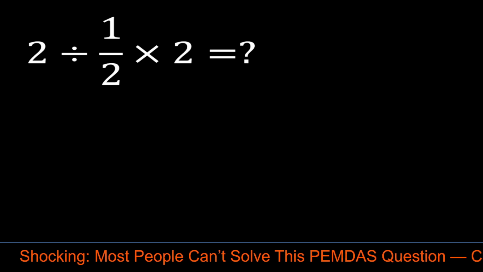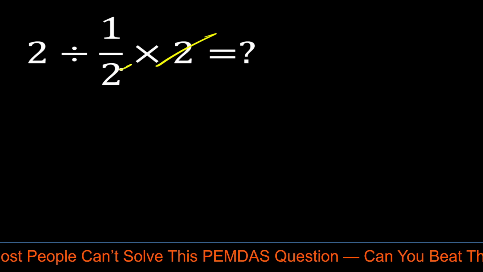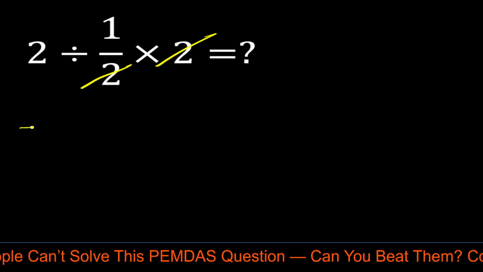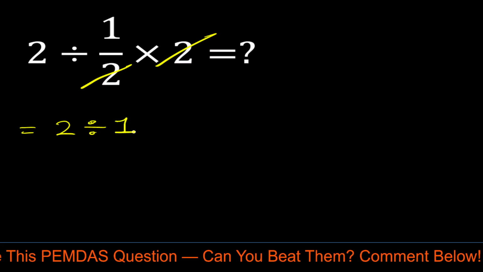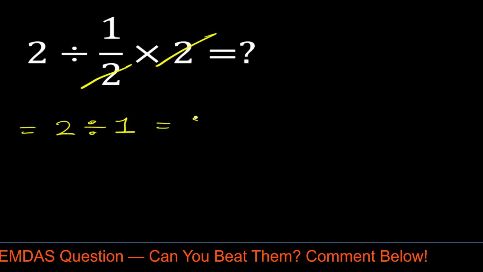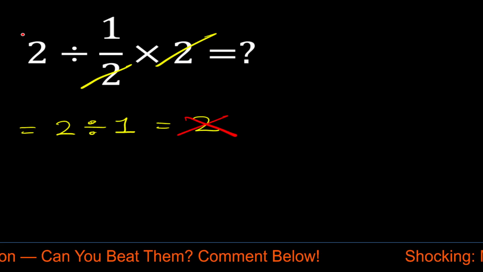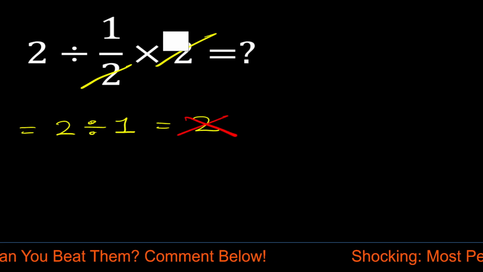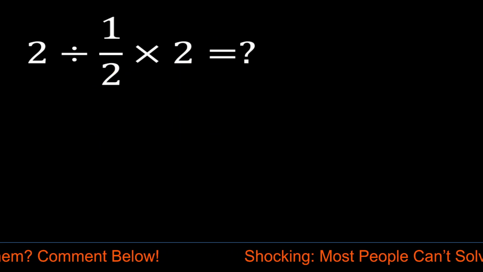So most people solve this question like this: cancel this 2 by 2. So now 2 divided by 1 is equal to 2, right? But this answer is not correct. This answer is completely wrong. So now let's solve this problem correctly by using the PEMDAS tool, right?